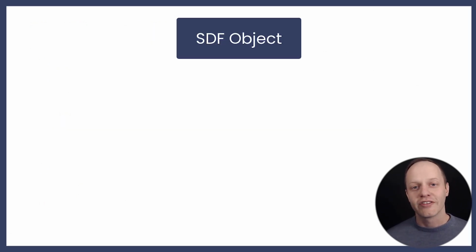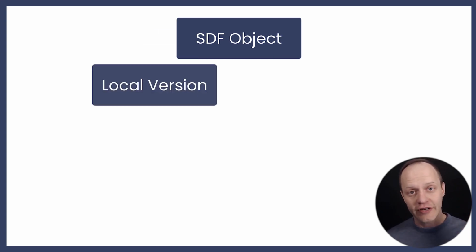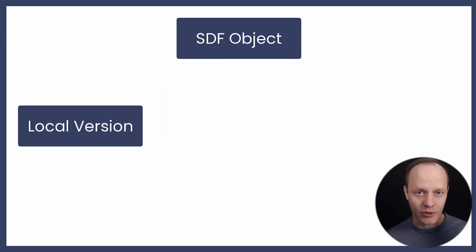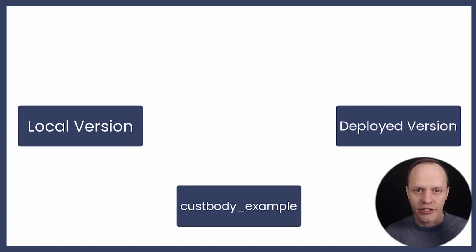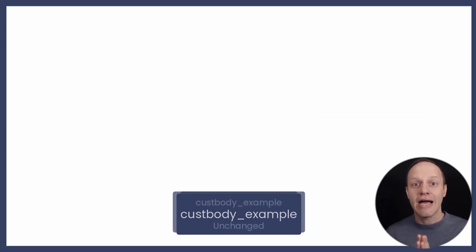There are always at least two definitions of any SDF object. There is the local definition in the XML file in your project, and there is the definition that is actually deployed in the account. Let's look at a custom body field as an example. Initially, the two definitions match exactly.